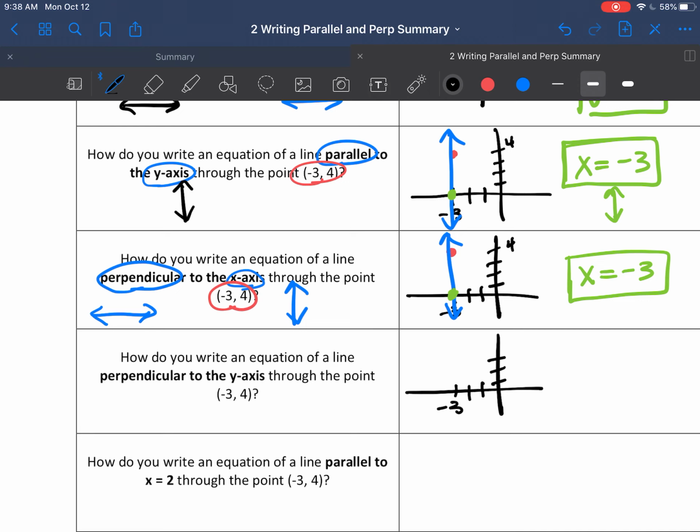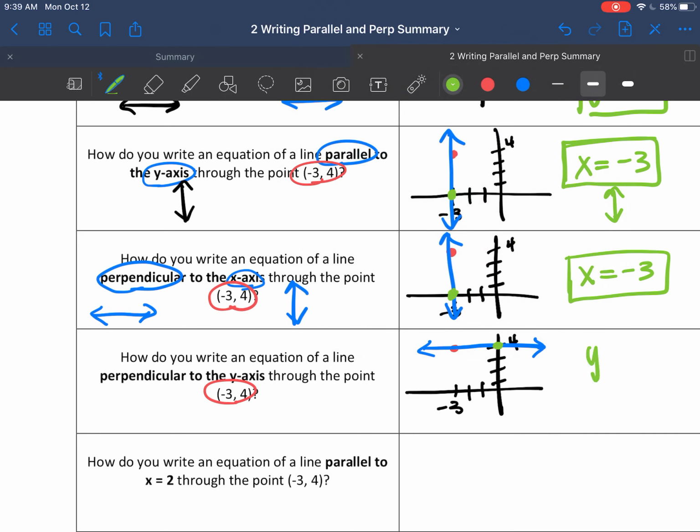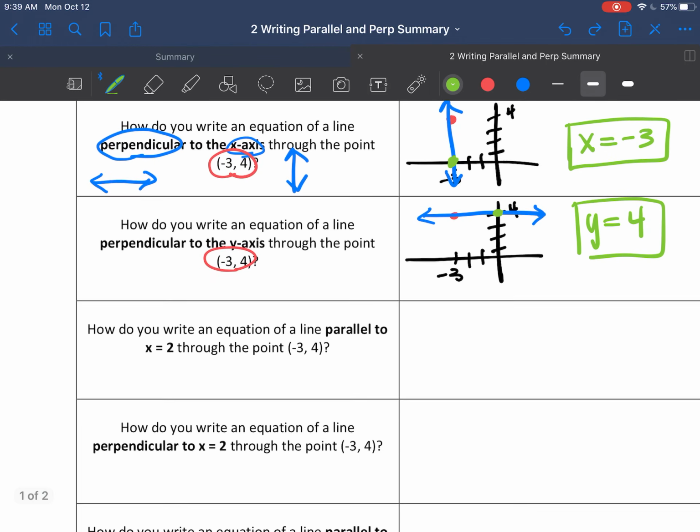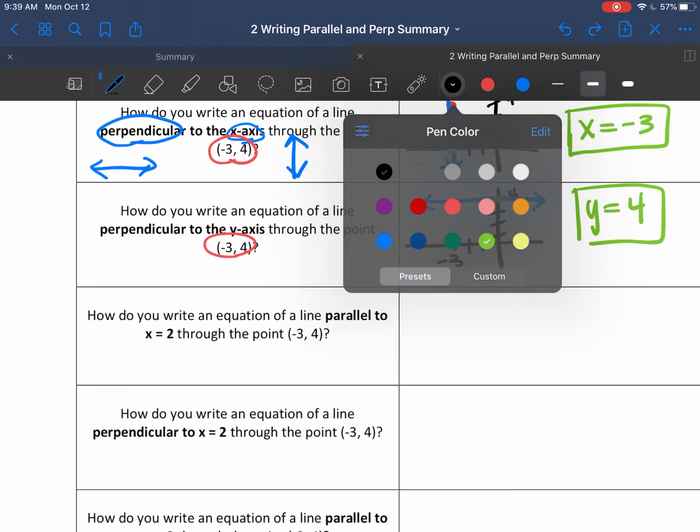Okay, we're still dealing with the point -3, 4. And so let's see what they want this time. They want perpendicular to the y-axis. So here's the y-axis, perpendicular is that way. And so it crosses at y equals 4. That's our horizontal blue line here. I always look at where it crosses to help me write the line.